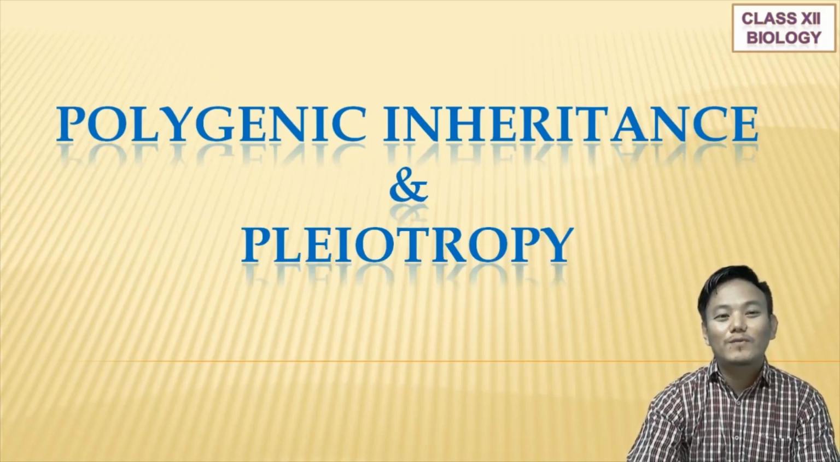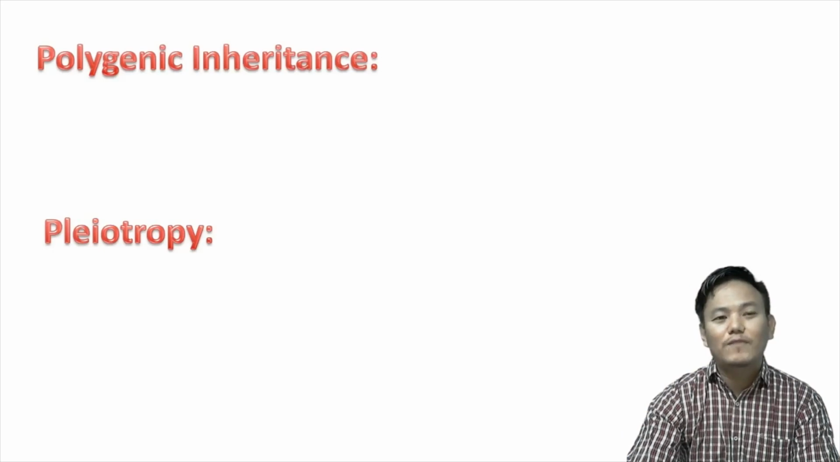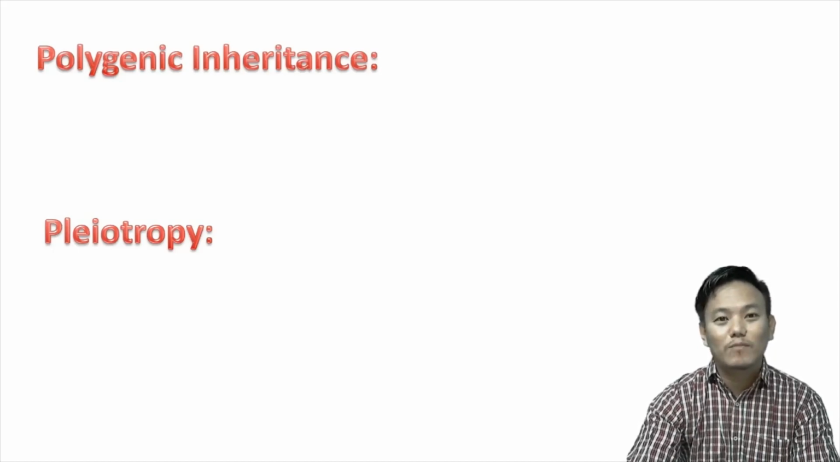In this video, we are going to discuss two interesting concepts in genetics. They are polygenic inheritance and pleiotropy. At the beginning of the video itself, I want to give you the definition of these two terms. What is polygenic inheritance and what is pleiotropy? You might want to copy it down in your notebooks.